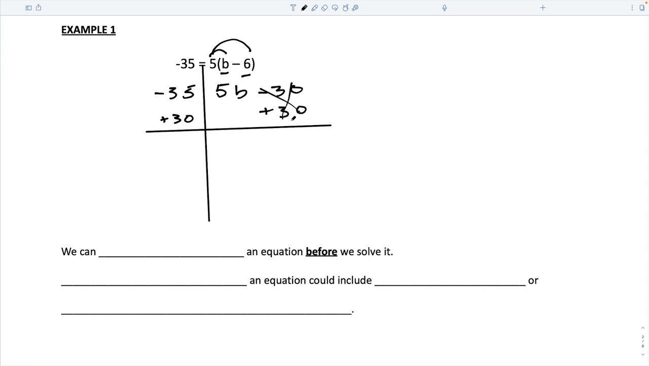Cross it out. What's left over on the right, Kim? 5B. What about the left? 5. Negative 5. Good. 5 is still chilling, Lauren. What do I do to isolate the B? You do 5 divided by 5B. Because 5B means 5 times B, I divide by 5. You do 5 divided by negative 5. Okay.